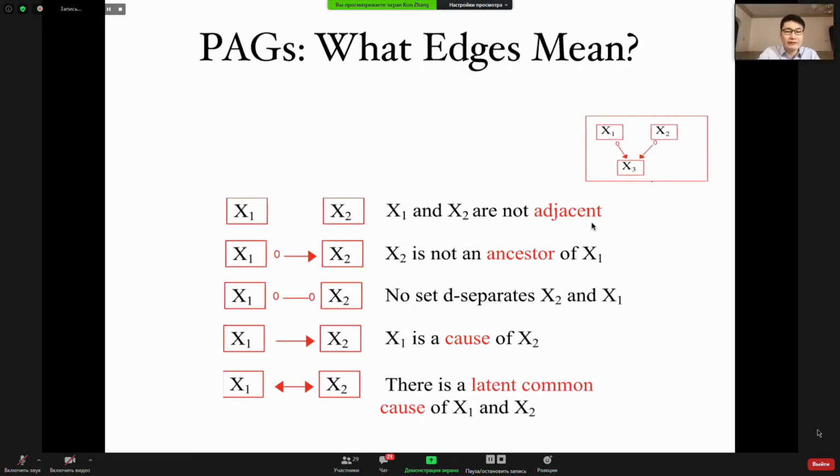So for a PAG, in total, we have 5 possible edges. Not adjacent. X2 is not an ancestor of X1. No set d-separates X1 and X2. Right here, X1 is the cause of X2, and there must be a confounder. So in total, we have those 5 possible situations regarding the edges.